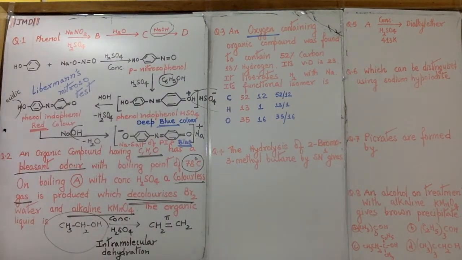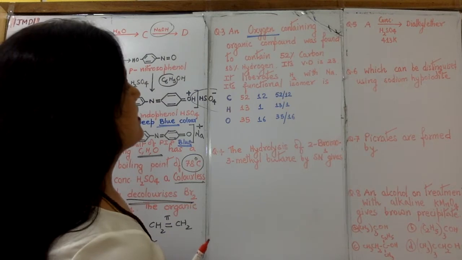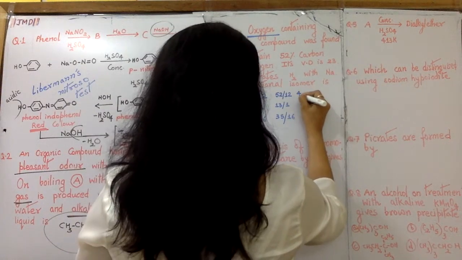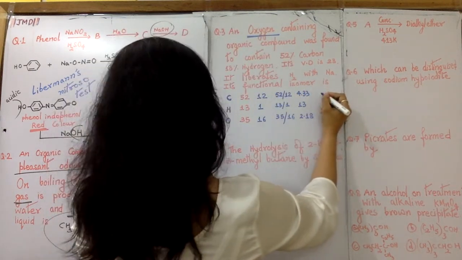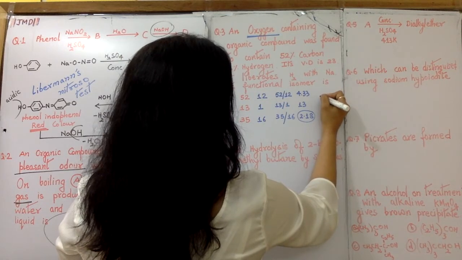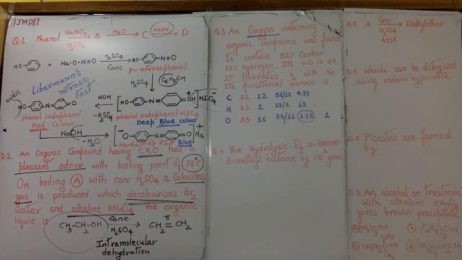Just try. What are you getting? What is the answer you are getting? 52 upon 12, 13 upon 1. Come on, we will tell you, you solve the rest. This will be 4.33, this will be 13, this will be 2.18. Now you have to divide each one by the smallest ratio, that is, divide all by this, okay? So 4.33 divided by 2.18, 13 divided by 2.18, and 2.18 divided by 2.18. So 2.18 divided by 2.18 will be 1.